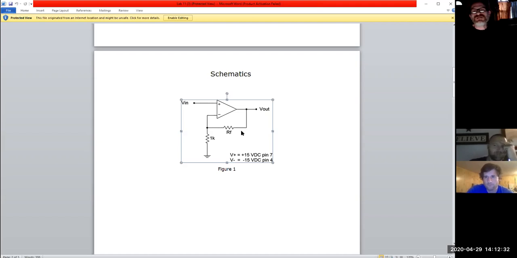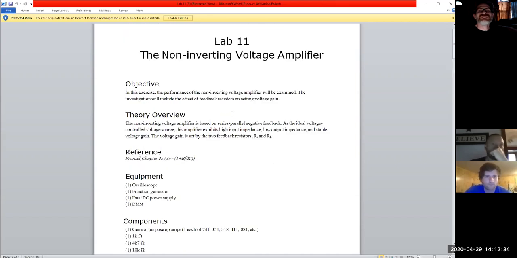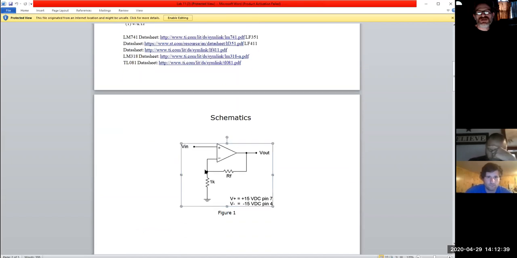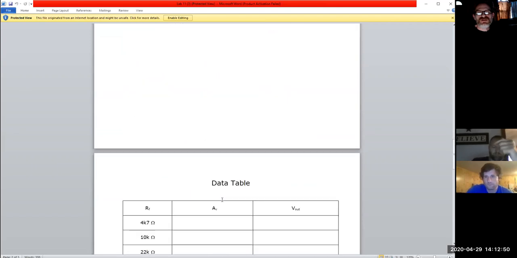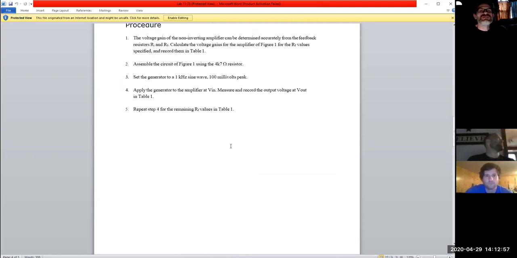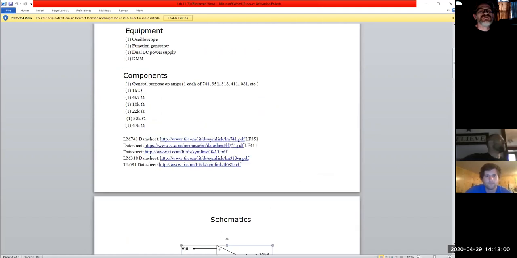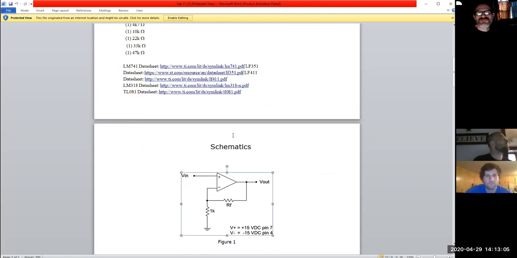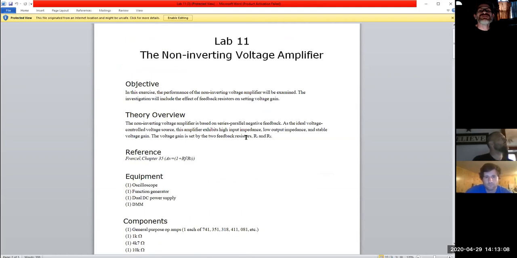But yeah, and this is the non-inverting one. The only thing you have to go through on this lab is the 1K will stay fixed. So all you'll have to do is go through and change the values of the feedback resistor and record them in that table, and see what your overall gain is. And I think I had the formula right there for you. So yeah, this is the non-inverting.